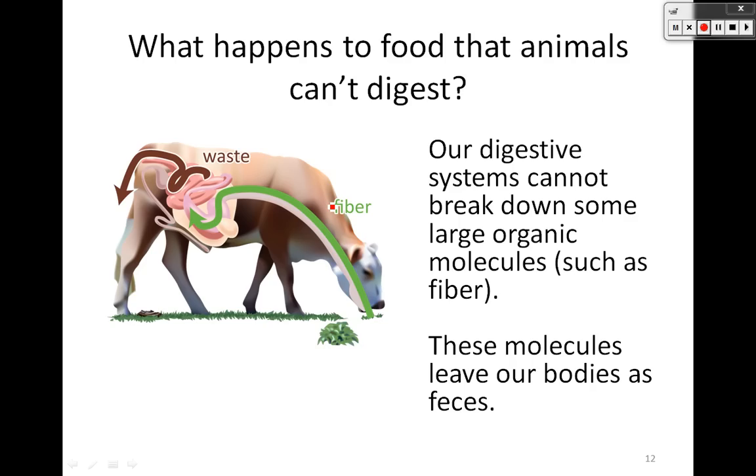So some of the food we can't digest, like fiber, we can't digest. There are certain proteins in grass that we can't digest, but that cows can, as we talked about in one of my classes.